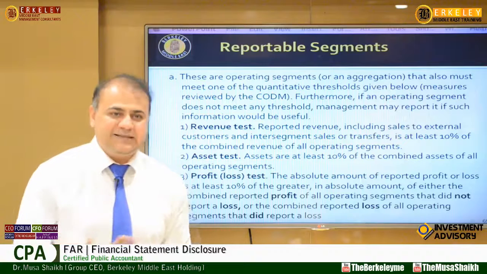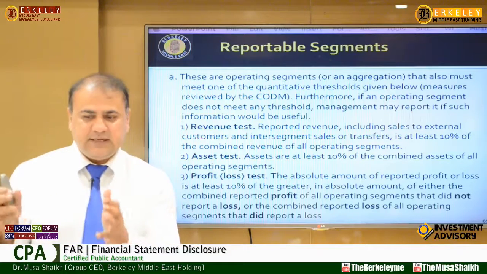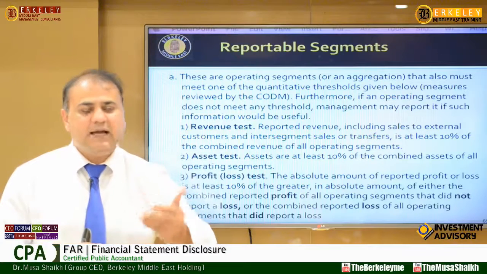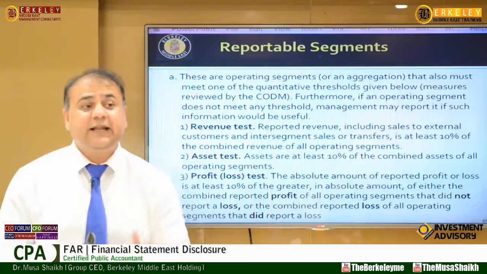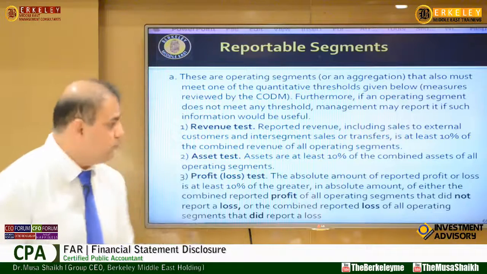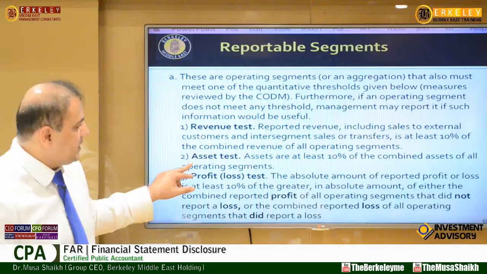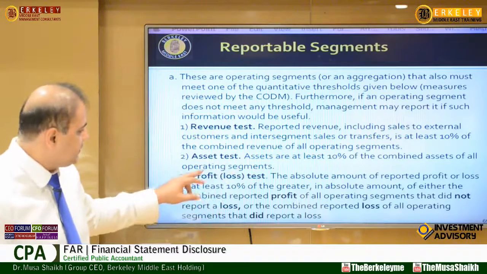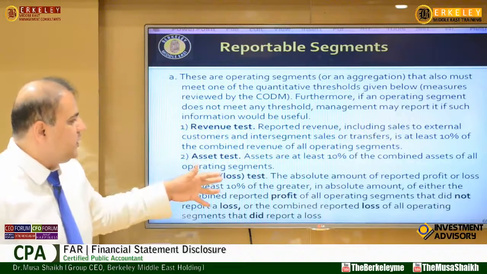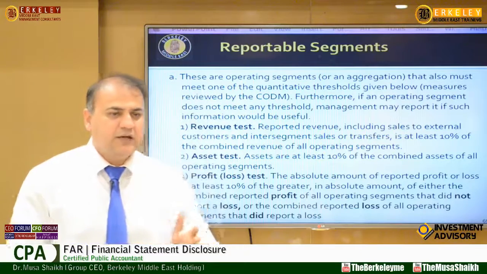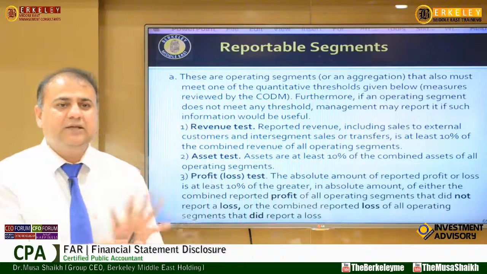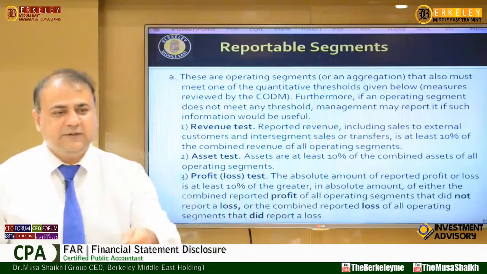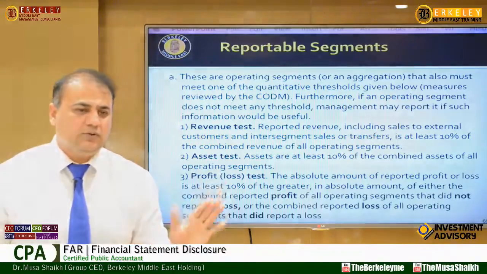Then we can have an asset test. For example, if total assets are 1 million and this segment's assets are 200,000, it's exceeding 10%, right? So you can do it that way. Assets are at least 10% of the combined assets of all operating and profit segments. Third is profit and loss. So you can take the profit and loss, take the full profit, and take 10% of this. If it exceeds that, then it is a segment on a profit and loss basis. Otherwise, no need to show it separately.